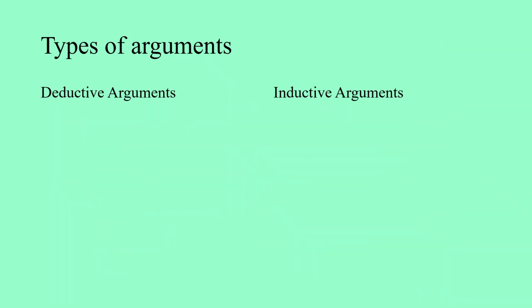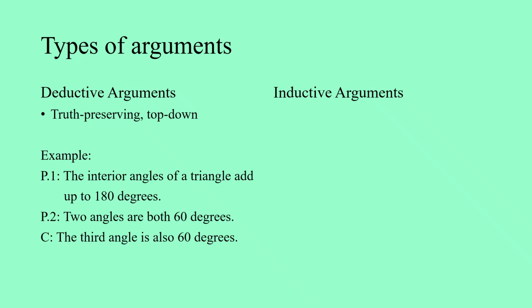Now let's differentiate between two different types of arguments. We have deductive arguments on the one hand and inductive arguments on the other. A deductive argument is called truth preserving or top down, insofar as if the premises are true, then the conclusion necessarily follows. Let's look at this example. I'm using some simple logic notation here: P's mean premises, C means conclusion.